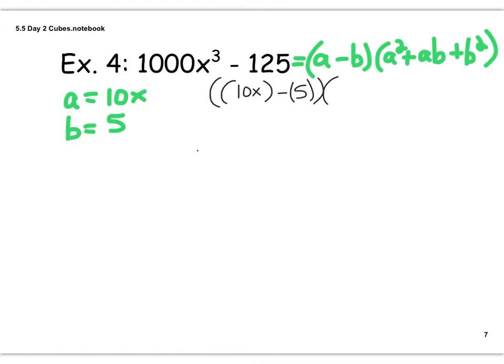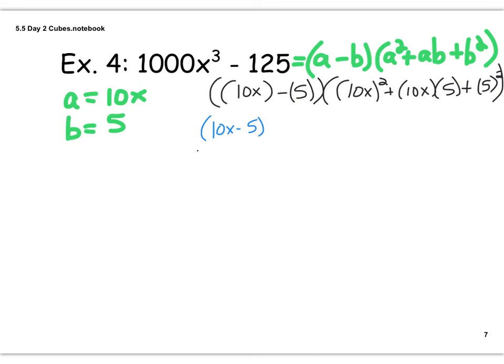Okay, in the other factor, I've got A squared, so I've got 10x inside of parentheses squared, plus AB, so 10x multiplied by B, which is 5, plus B squared, so 5 squared. Oh, barely had enough space there. Okay, so let's change colors here. The 10x minus 5, well, we can't really simplify that any further.